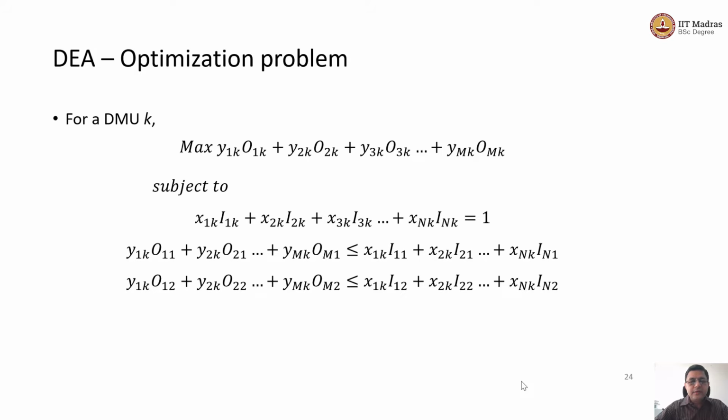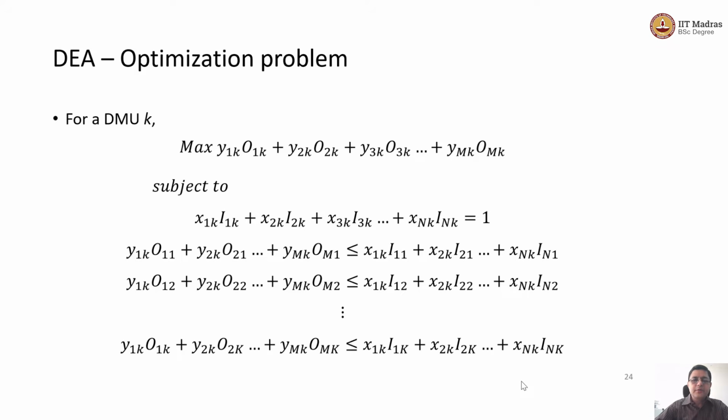So this constraint will ensure that DMU 1 doesn't get an efficiency of more than 1. Next, this constraint will ensure that DMU 2 doesn't get an efficiency of more than 1, and so on for all the DMUs. Using the weights of DMU small k, none of these DMUs should get an efficiency of more than 1. And this is a problem that is solved by DMU K. Therefore, the decision problem for this DMU is to choose the values for its input weights and output weights. Therefore, the decision variables are the Xik and Yjk, right? Here it is not for all k's.